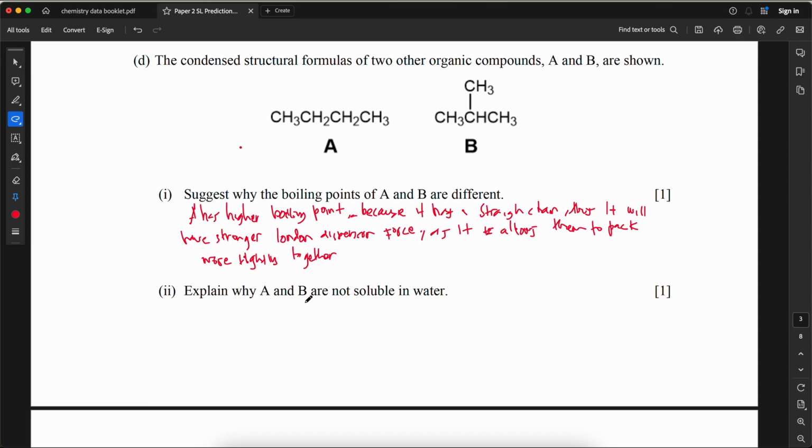Explain why A and B are not soluble in water. A and B cannot form strong hydrogen bonds with water. As you can see, A and B are non-polar molecules, but water is a polar molecule. So like dissolves like. Non-polar cannot dissolve in a polar solvent, and vice versa, polar also cannot dissolve in non-polar solvent.